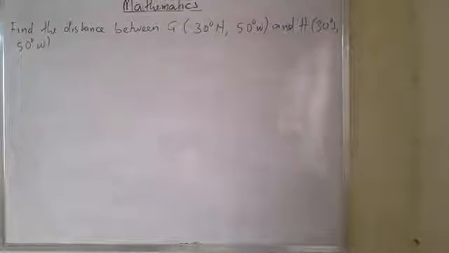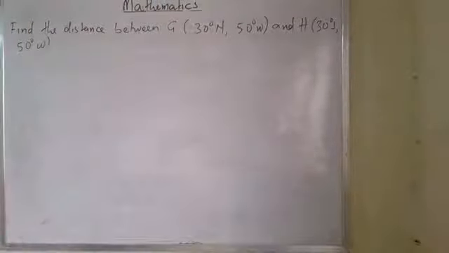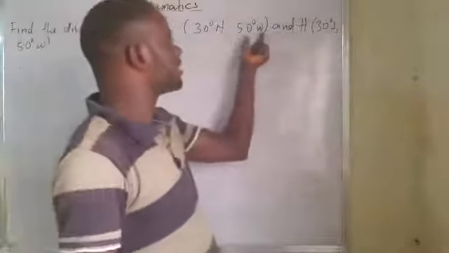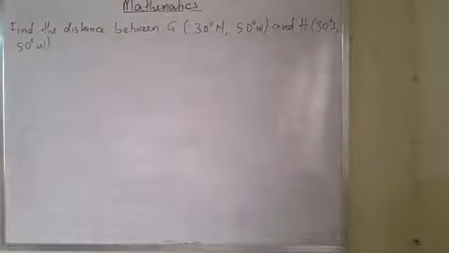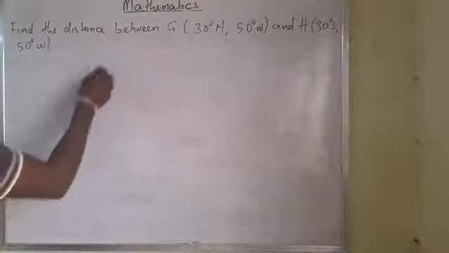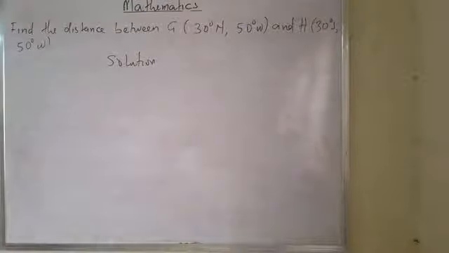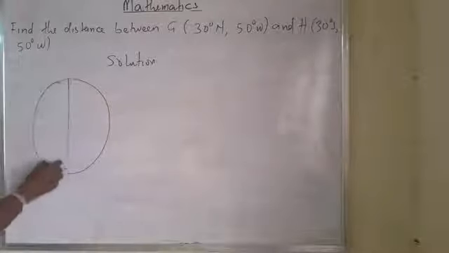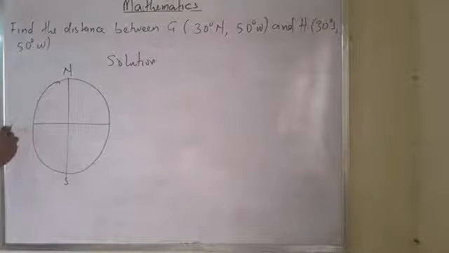Okay, by now look at this question. You'll be able to attempt it with what I've explained earlier, but for better understanding, let me find the distance between G, which is 30 degrees north and 50 degrees west, and H, 30 degrees south and 50 degrees west. Let's solve it together. Now, let me generate the shape. The poles are so important: North Pole, South Pole, West and East.